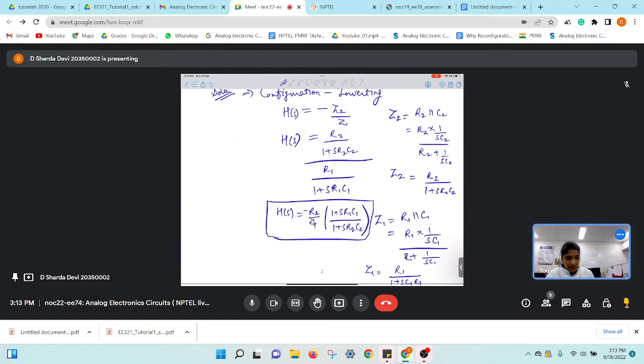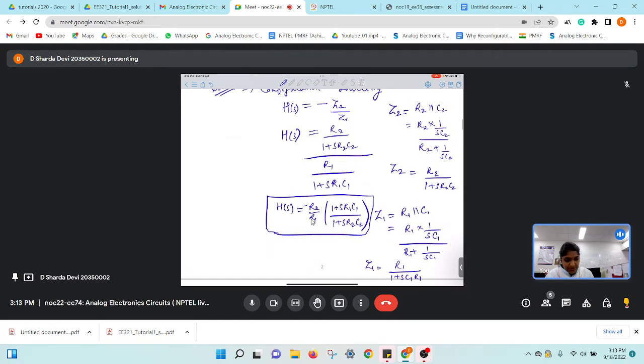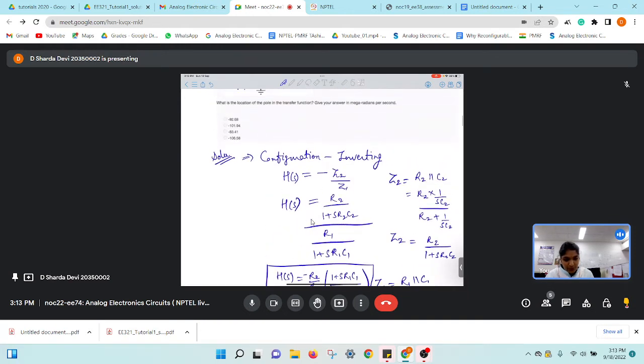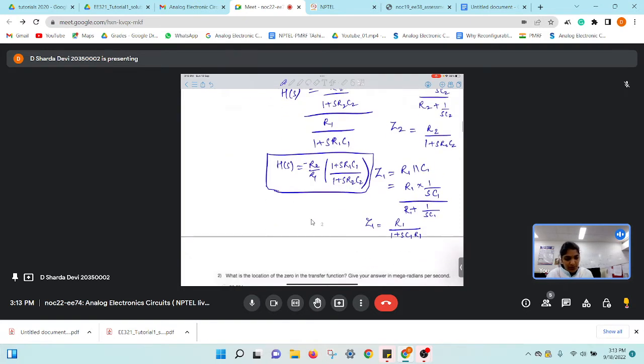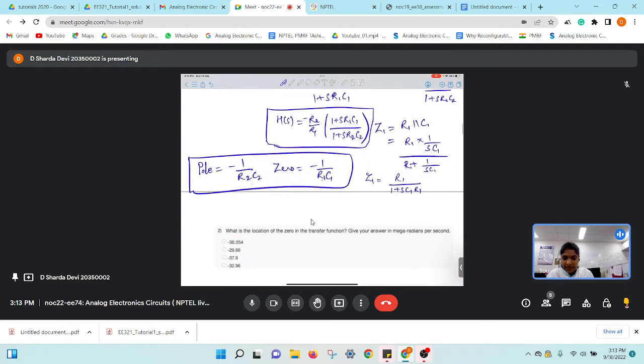Here what is asked is to find the poles and zeros of the transfer function. So what is the value for the pole? Minus 1 upon R2C2, whereas the zero will be minus 1 upon R1C1, right? Since these values have already been given, we have to substitute the values of R and C and report the values for pole and zero.